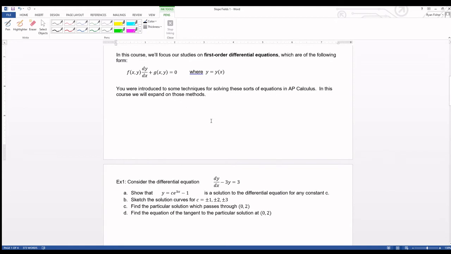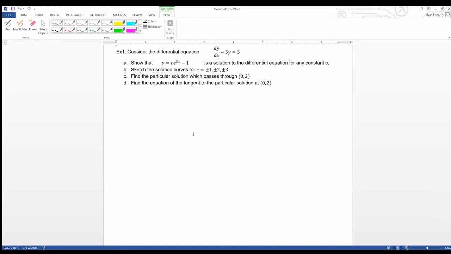You may or may not have solved some relatively simple differential equations last year in AP Calc AB. If you have, great. If not, we're going to review a bunch of techniques in the coming days that will help along with this.